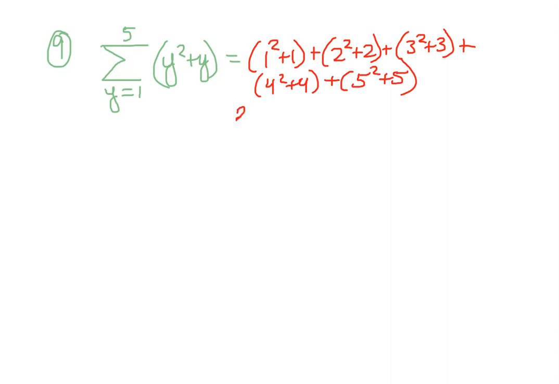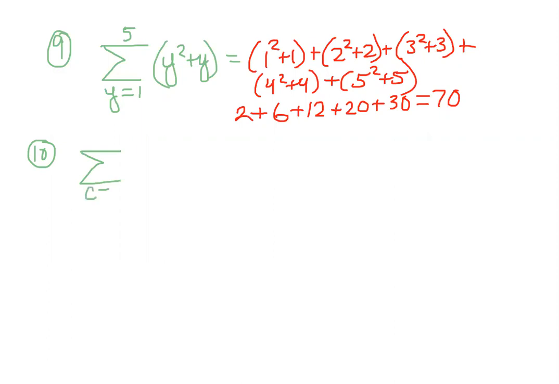So this is going to be 2 plus 6 plus 12 plus 20 plus 30 equals 70. All right, number 10. The sum of c going from 2 to 8 of c cubed over 2.